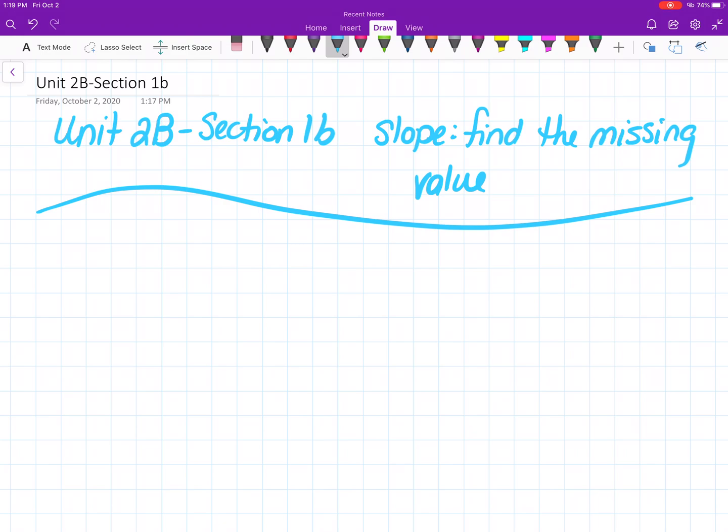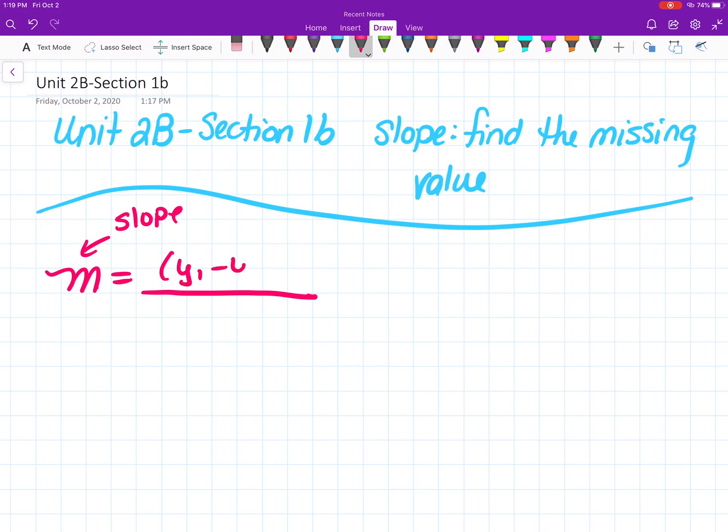So let's start with our slope formula. Make sure you know that. M stands for slope. Don't forget that. That's going to be important. Y1 minus Y2, or the other way around if you prefer, over X1 minus X2. And those are according to how you label your points. Okay, so make sure you label your points correctly.